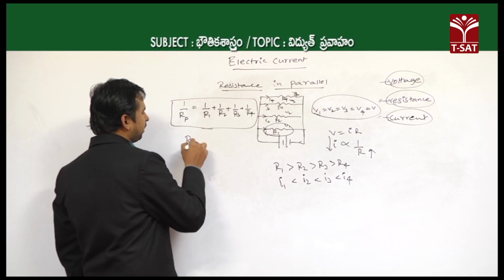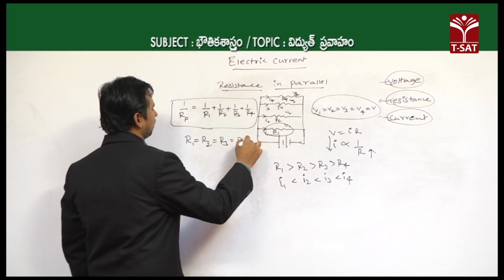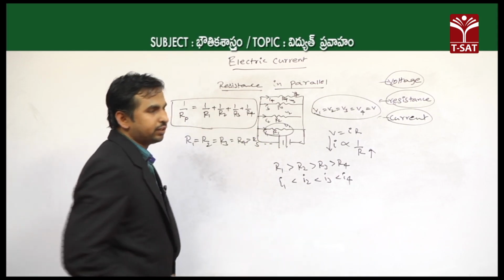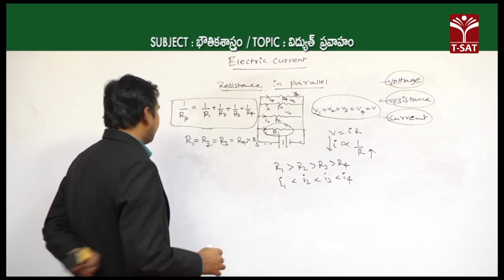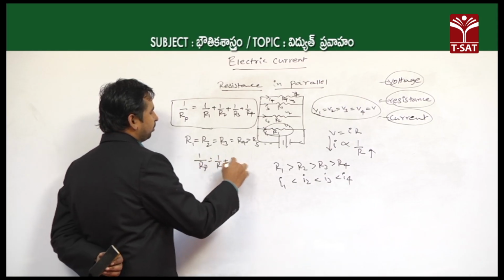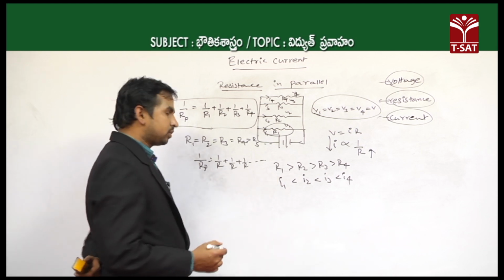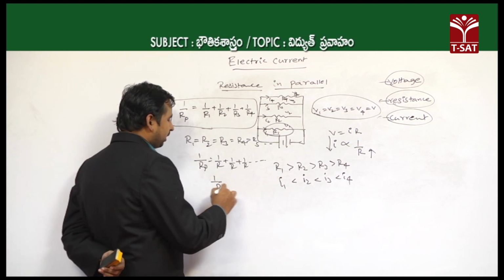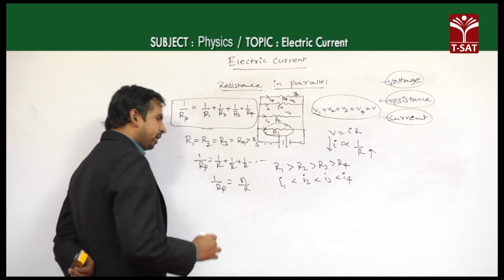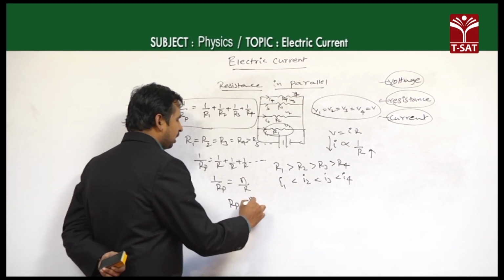Suppose all four resistances R1, R2, R3, R4 have the same value, and you connect n number of such resistors. Then the equivalent resistance becomes 1 by Rp is equal to 1 by R plus 1 by R plus 1 by R, and so on, adding n number of resistors. Finally it becomes 1 by Rp is equal to n times 1 by R, which means n by R. Taking the reciprocal, the Rp value becomes R by n.